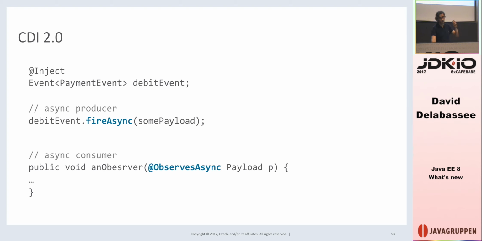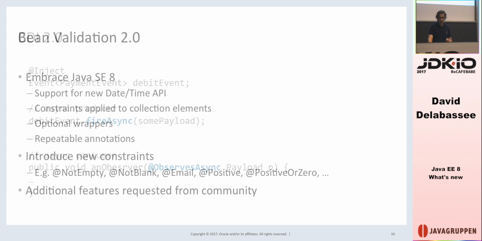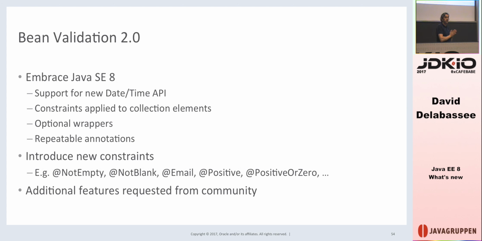This is one of the two specifications that is led by Red Hat, and Antoine is doing a session this afternoon. Another specification which is led by Red Hat is Bean Validation 2. Gunnar did a session yesterday on that. Basically, Bean Validation 2 is about adding support for Java SE 8. So being able to do validation using the new date and time API, having the ability to repeat constraint validation using the repeatable annotation of SE 8, having the ability to apply constraints on all the elements of a container, those kinds of things.